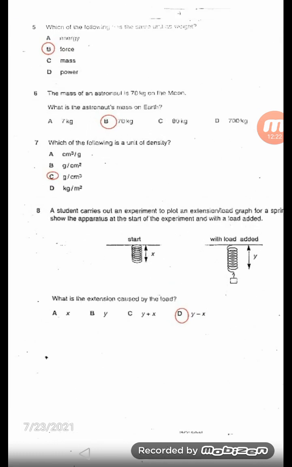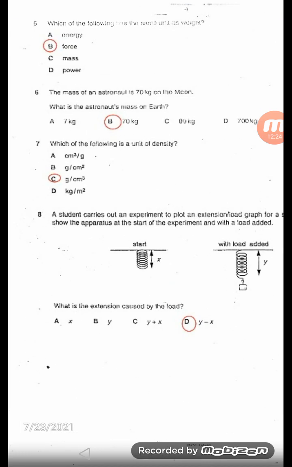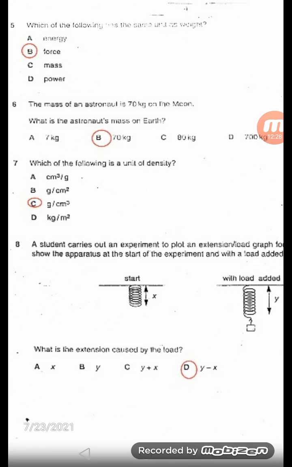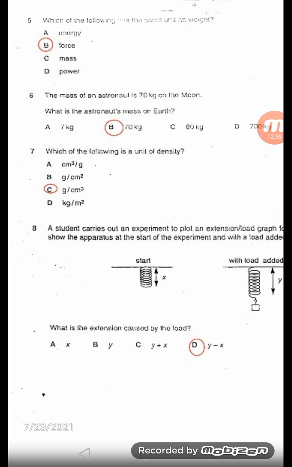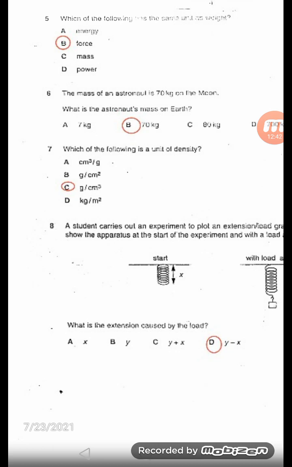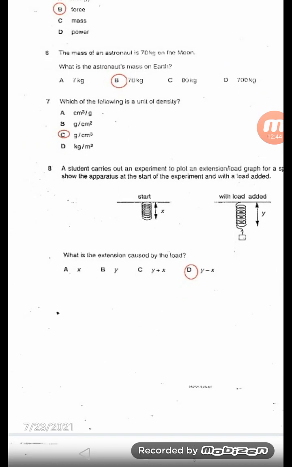The mass of an astronaut is 70 kg on the moon. What is the astronaut's mass on Earth? Mass will be the same, right? Weight will be affected. That's why if mass is 70 kg, on the Earth also it will be 70 kg. This one is easy. I don't want to explain it.